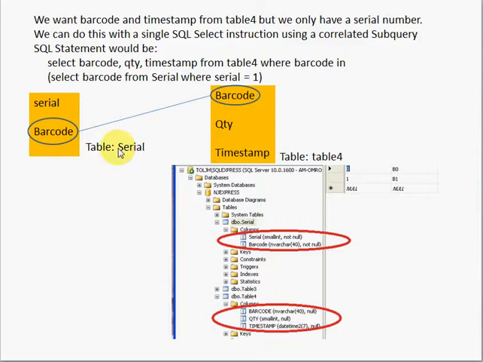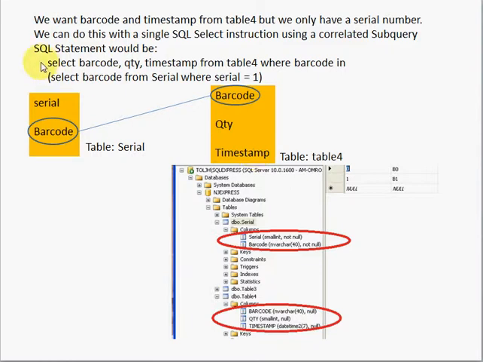Normally, you would use two queries. You would query this table to get the barcode, and once you got it, you would query with the barcode information to get the quantity and the timestamp. But there's a way to do that in a single query.